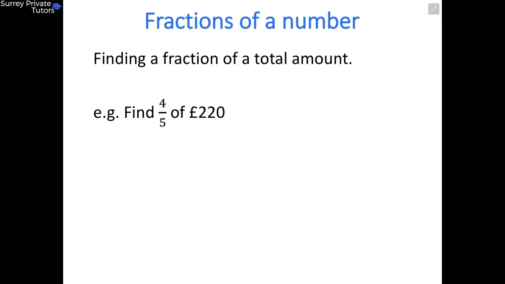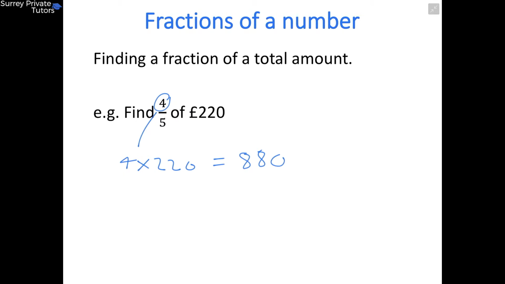Next up, we're going to look at how to find a fraction of a total amount. So here we're trying to find 4/5 of £220. The way you do this is that you first take your numerator and you multiply your total amount by your numerator. So you're going to do 4 times 220. And that gives you 880.